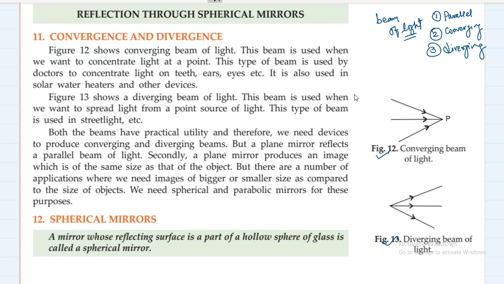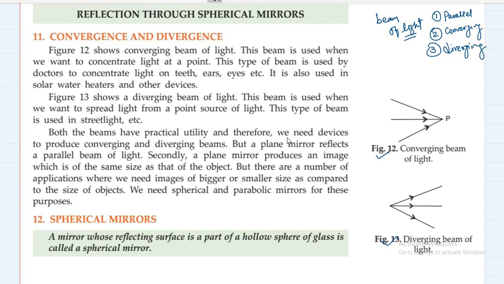A converging beam of light is used when we want to concentrate light at a point. This type of beam is used by doctors to concentrate light on teeth, ears, eyes, etc. It is also used in solar water heaters and other devices. A diverging beam of light is used when we want to spread the light from a point source of light. This type of beam is used in street lights and, you can say, headlights of vehicles, etc.